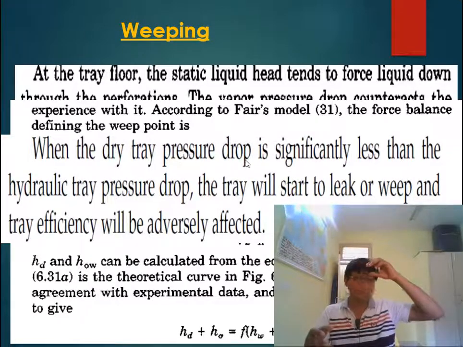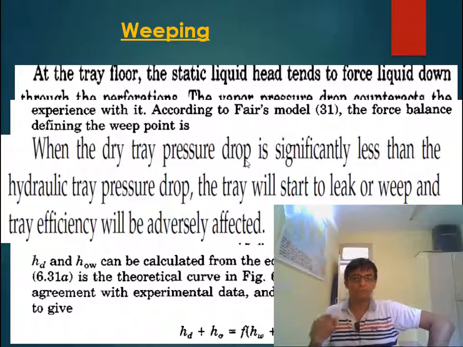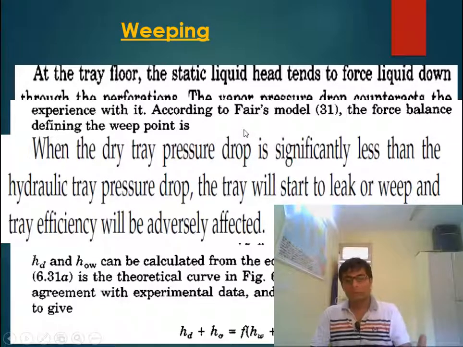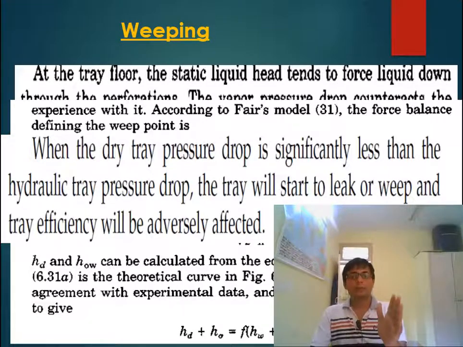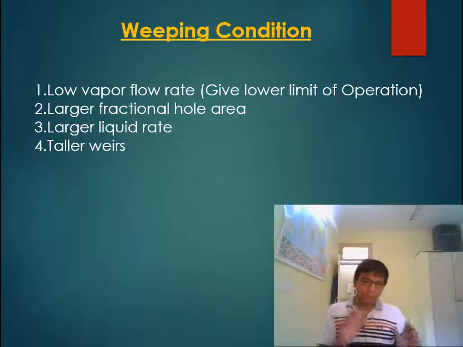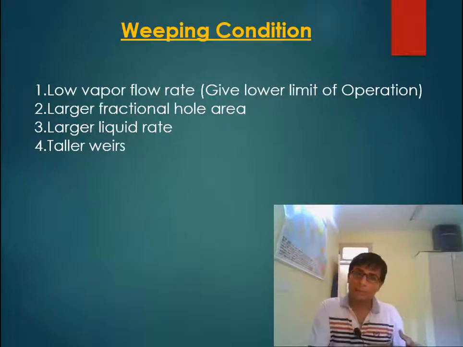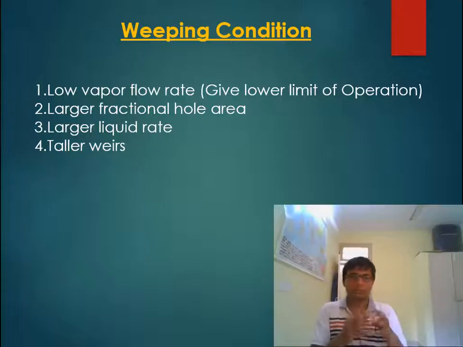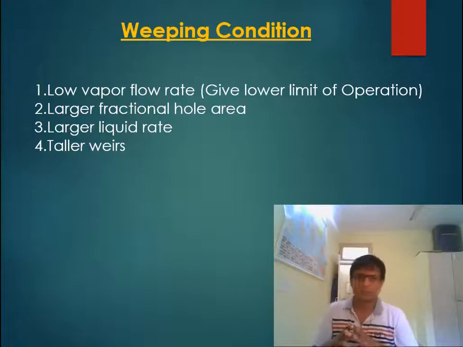It is also confirmed in the book by Seader and Henley. In that book also it is written that the weeping point can be calculated when dry tray pressure drop becomes equal to the hydraulic tray pressure drop. So from here onward we will think that dry tray pressure drop basically balances the hydraulic tray pressure drop. Okay. So based on that understanding, if my dry tray pressure drop is balancing my hydraulic tray pressure drop, or the weight of the liquid on the tray, we can find the weeping condition, when weeping will take place.